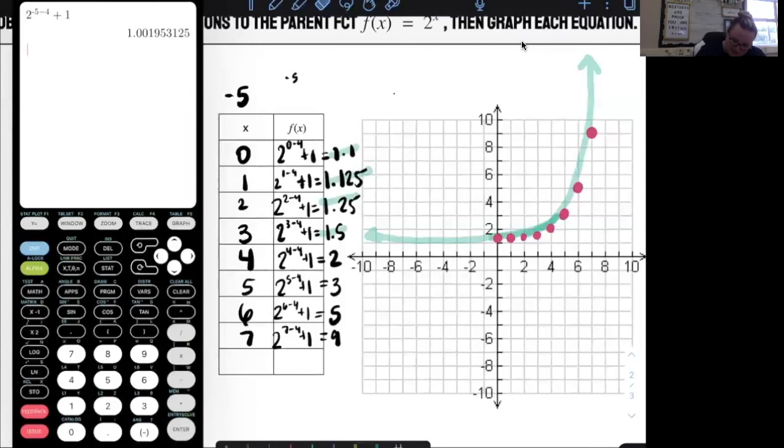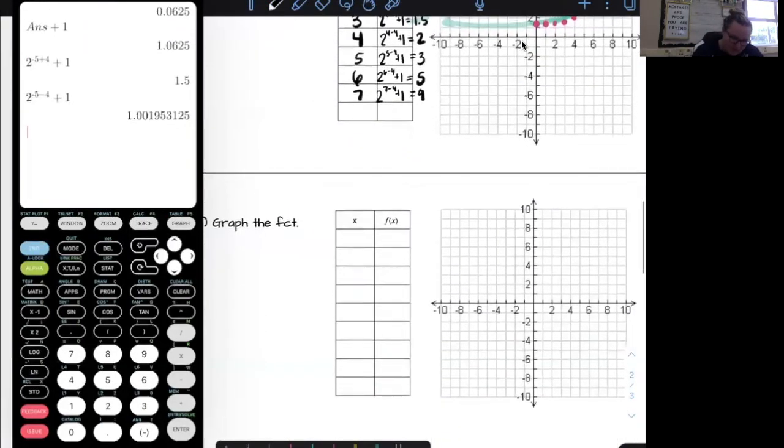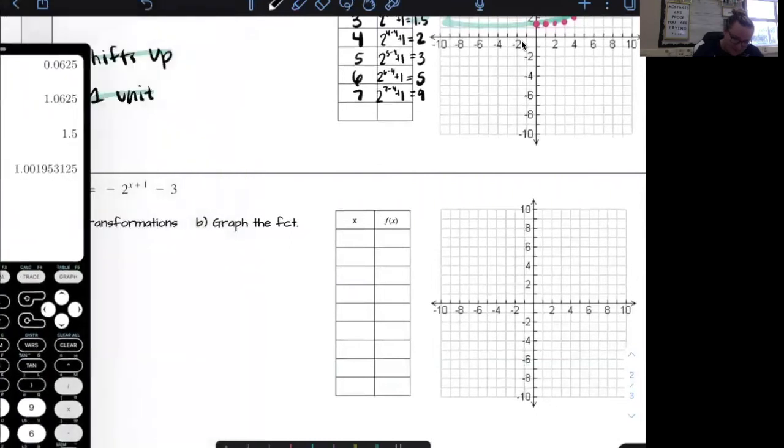That's the point I'm trying to make here. 1.001. Or actually, we'd round that up to 1.002. So what we see here is, again, we're getting closer and closer to 1, but we're never actually going to touch it. We're just approaching 1. So if you plugged in like -100, you're going to get a number that's even closer to 1, but not quite 1. All right.